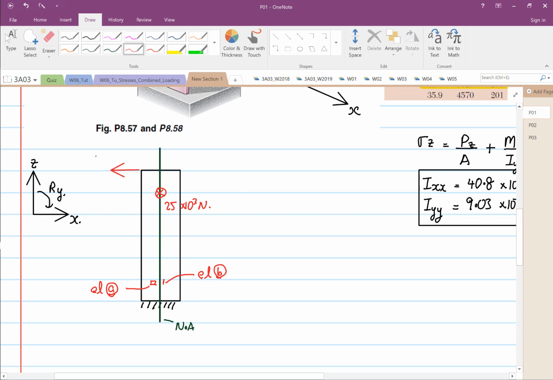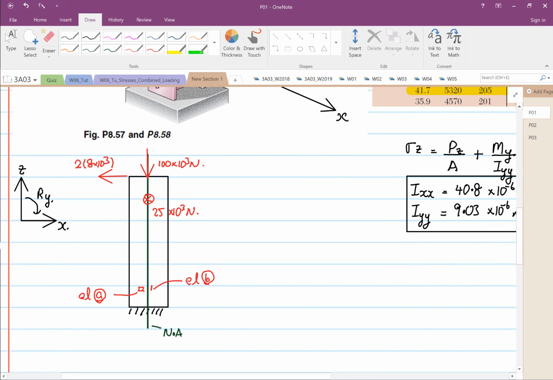So 2 times 8 times 10 to the power 3, or twice 8 times 10 to the power 3. And then we have a vertical load coming down. We have a vertical load coming down, and it's 100 times 10 to the power 3 Newton. Okay, so that's all the load we have.